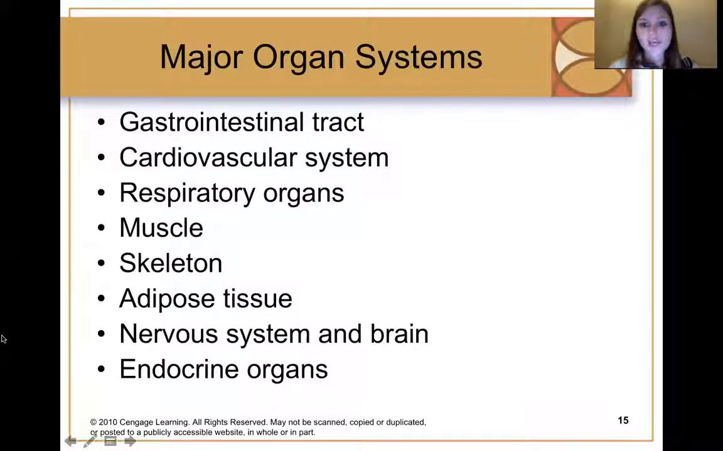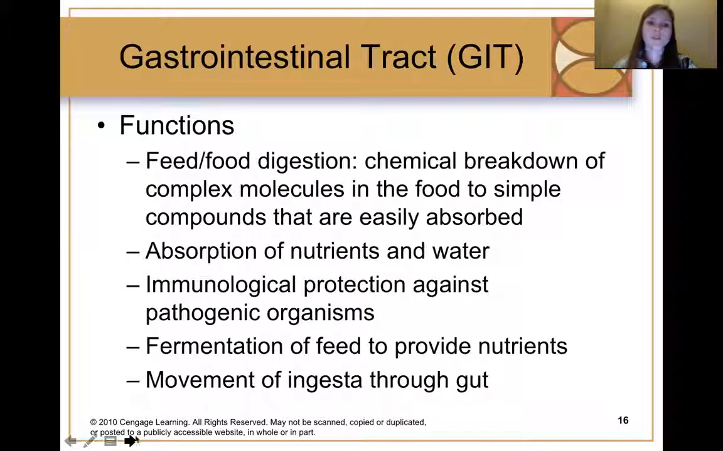The cells make up the different organs in the body, and so we have what are called major organ systems. Different organs can fall into a category of an organ system, and that's how they're divided up. The main ones that we're going to talk about are the gastrointestinal tract, the cardiovascular system, respiratory organs, muscle, skeleton, adipose tissue, the nervous system and the brain, and endocrine organs. We're going to talk in a little more detail about each one of these.